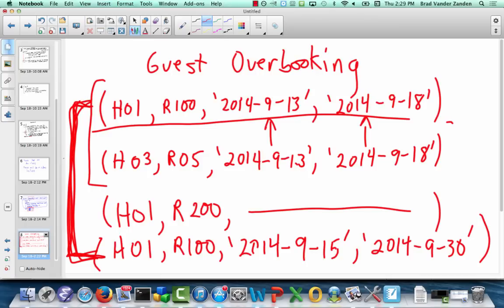The only situation that can exist is that I have an overbooking where the guest is in a different hotel or in the same hotel in a different room. That would not raise a flag with the double booking constraint. Okay, that's why we only have to check to make sure that they're in either a different room or a different hotel.